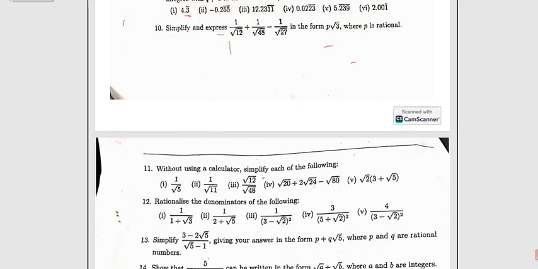Here you have 1 over root of 12. You can express this 12 by writing it as 3 multiplied by 4, which gives you 12. Plus you have 1 over root of 48, you can express it in the form of 16 times 3. Then we have another one, 1 over root of 27, you can simplify it as 3 times 9.